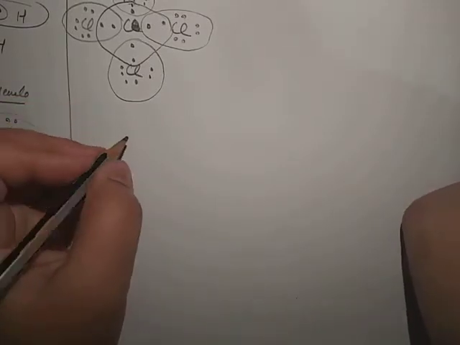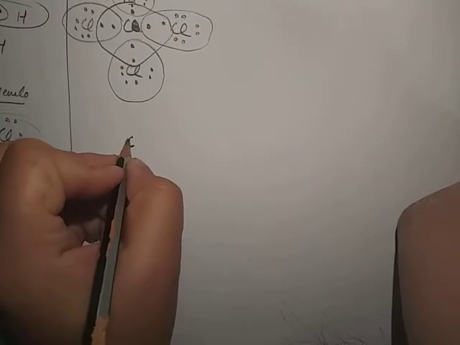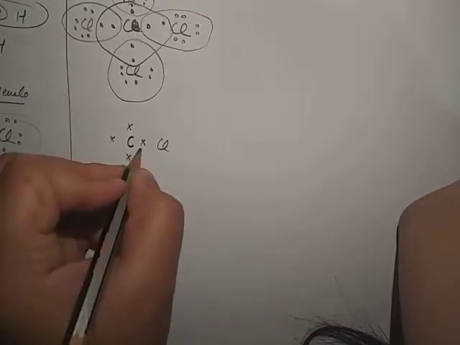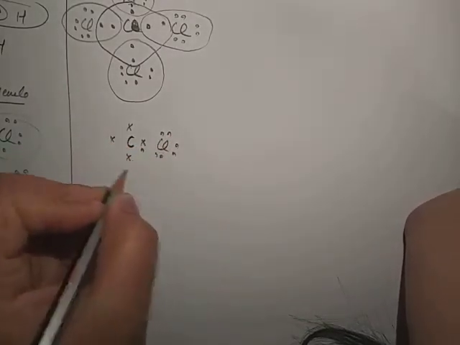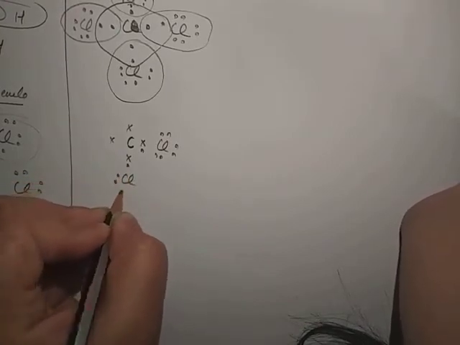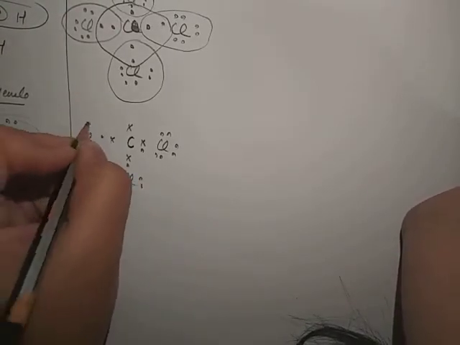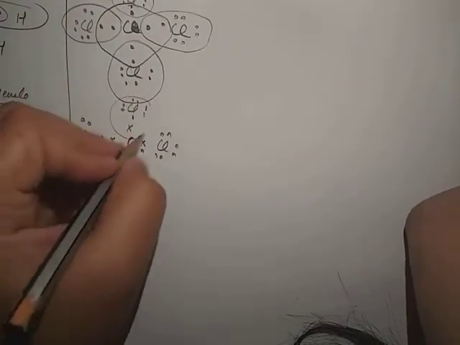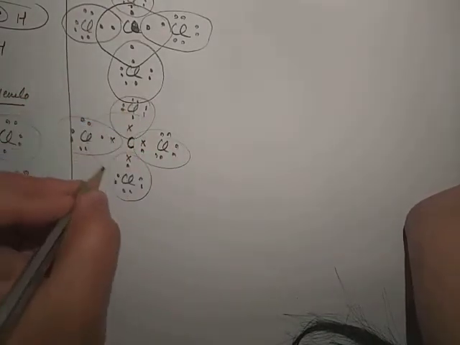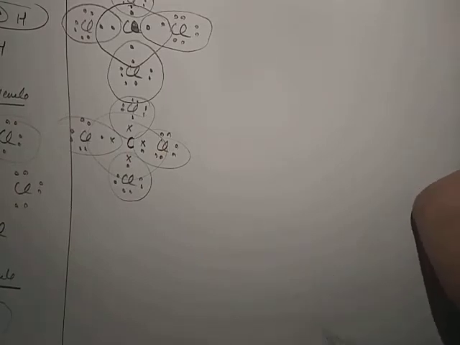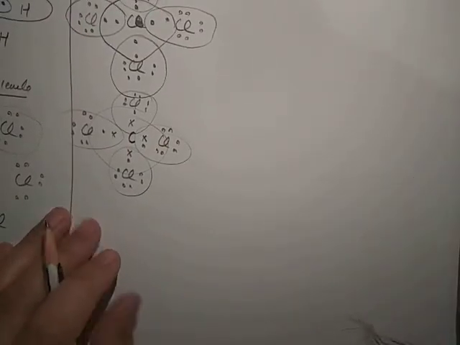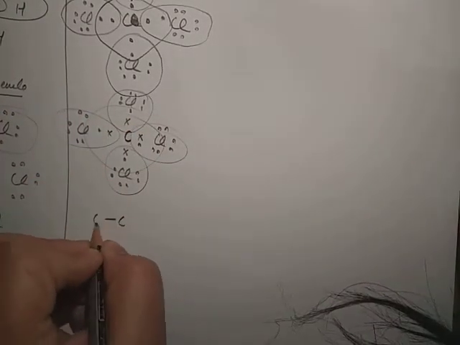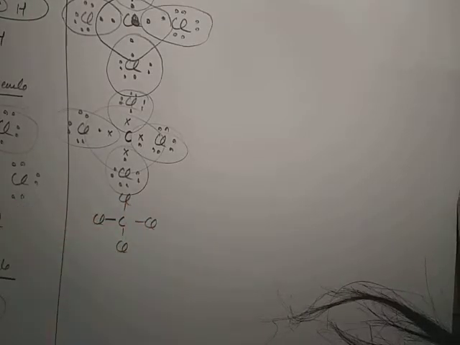Let's write it again. Carbon 1 2 3 4. Chlorine 1 2 3 4 5 6 7. Here also 1 2 3 4 5 6 7. Here also 1 2 3 4 5 6 7. 1 2 3 4 5 6 7. So this completes its octet, and similarly it will also complete its octet. This is how the electronic arrangement of a covalent molecule goes. In short, I can write like this: single covalent bond, right?